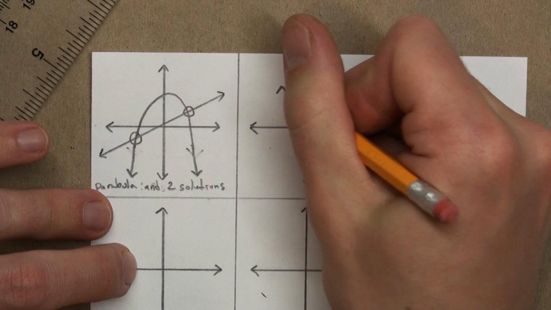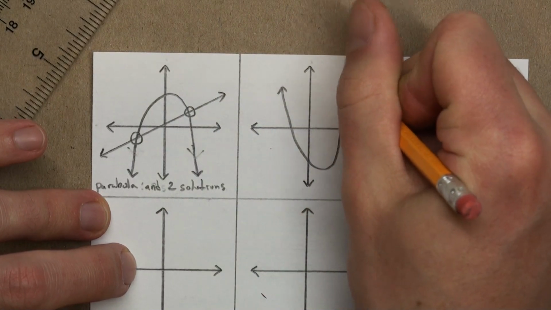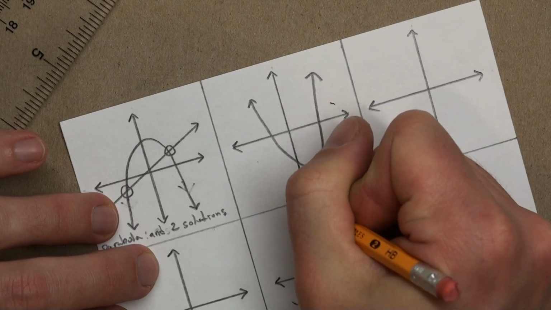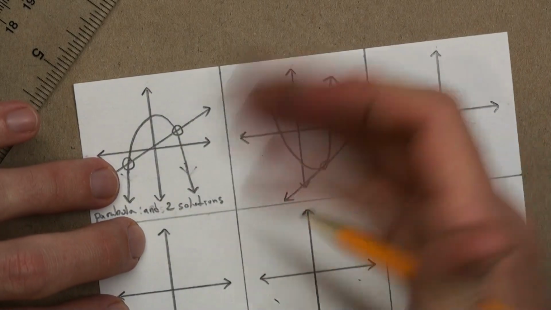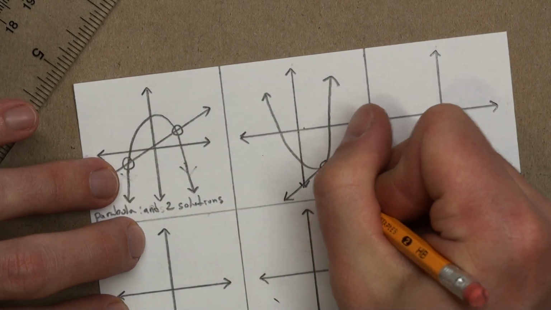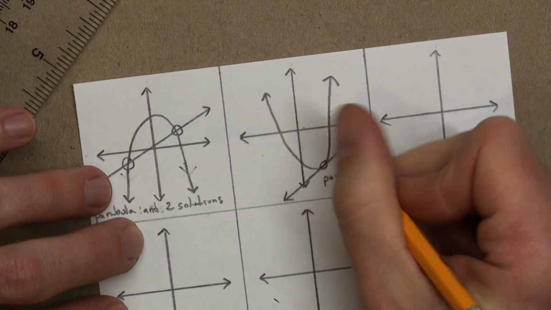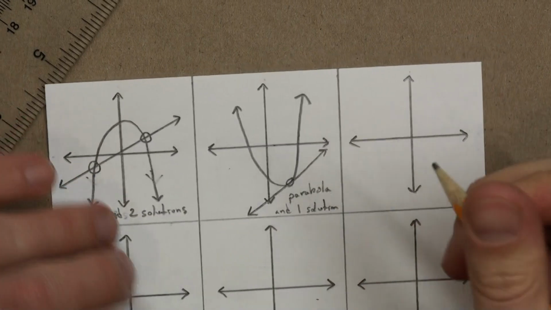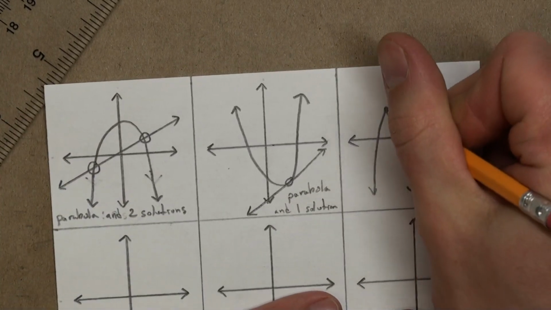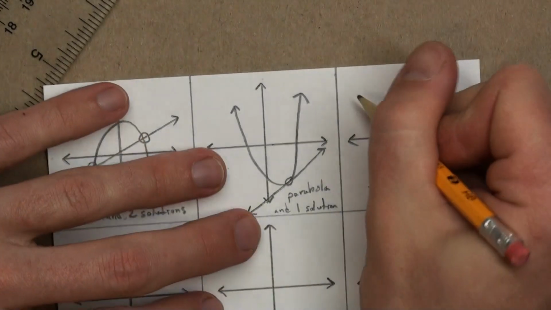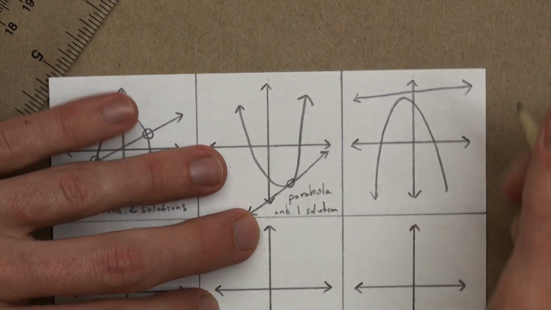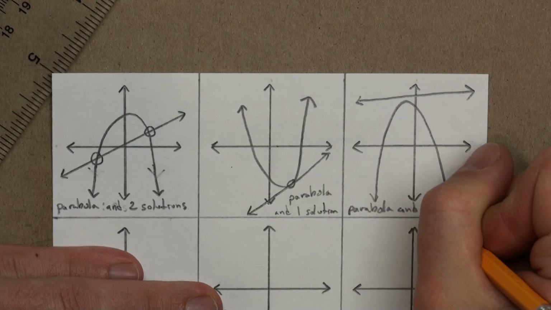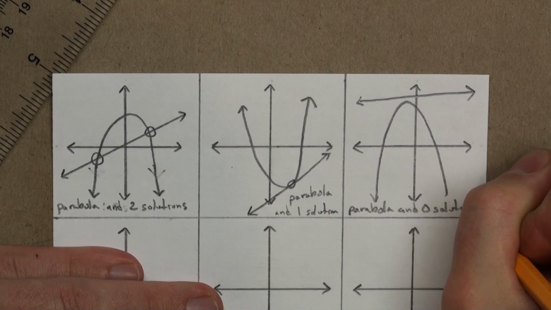Then you could have a parabola where the line touches it only at one spot. So here we have a parabola and 1 solution. Then you could have something like this, where they don't cross. So you still have a parabola and 0 solutions.